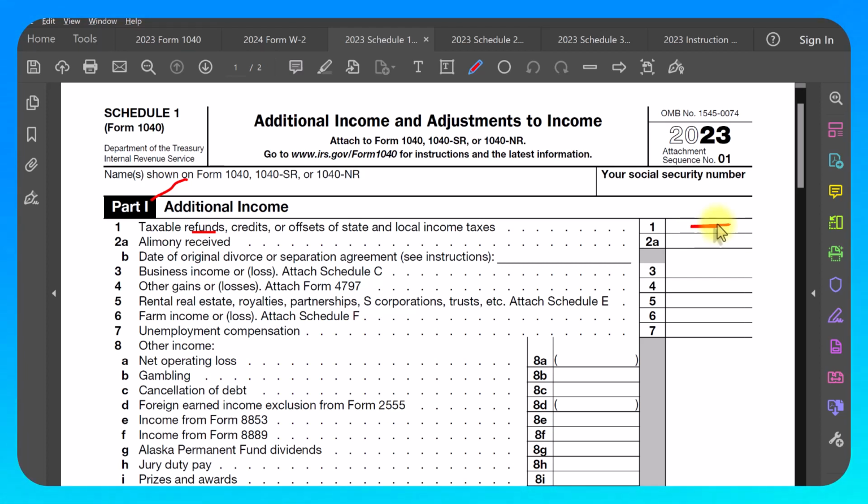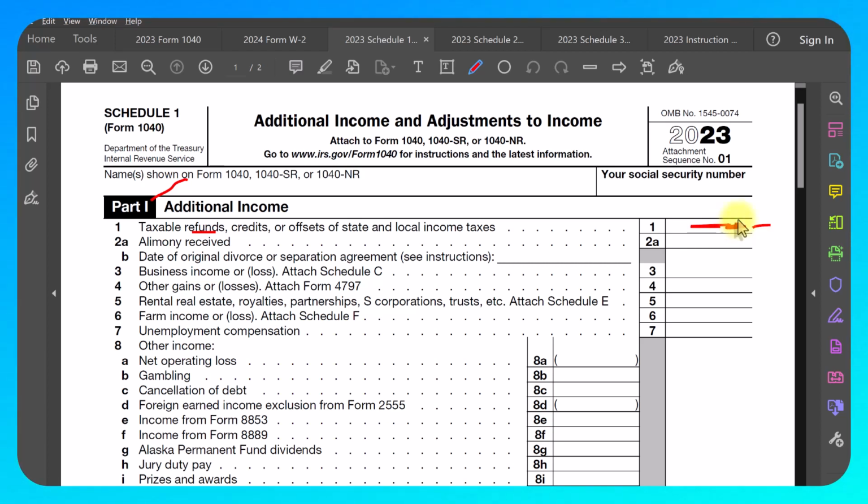Now, can you tell me why federal tax refunds are not taxable? You don't put it here. The reason is because you never deducted the federal income taxes. You claim it possibly as a credit to offset the tax, but you never claimed it as a deduction. So when you get that refund, you're not going to claim it as a benefit of a refund.